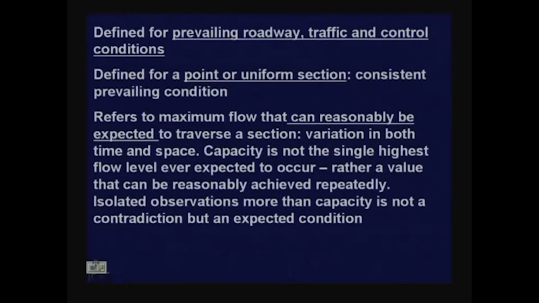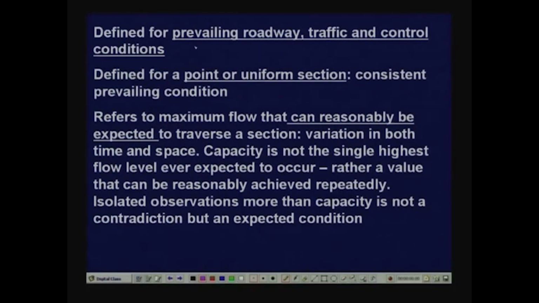Observe that capacity is also defined for prevailing roadway traffic and control conditions. What is prevailing roadway traffic and control condition? If you pick up a roadway segment and try to understand the capacity, it is under the given roadway, traffic and control conditions. That means, capacity is linked or defined with respect to a given or prevailing roadway, traffic and control condition. You change the roadway condition, you change the traffic condition, you change the control condition, capacity is going to be influenced. You will get a different capacity value.